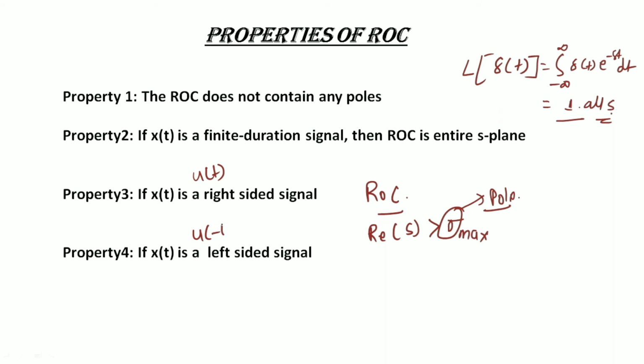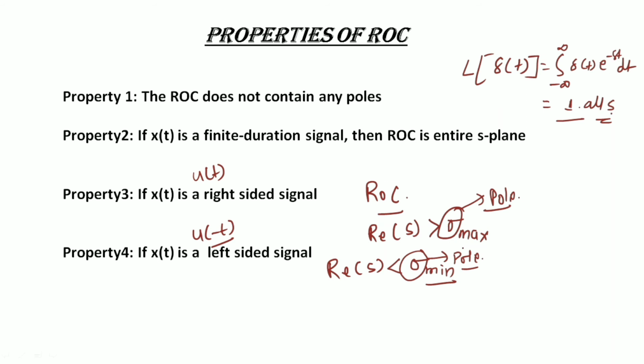While for a left sided signal the same condition applies. We have u of minus t as an example, where it is going from 0 to minus infinity, or we can say it is coming from minus infinity to 0. So in that case, for the ROC of the different signals, the region of s will be less than phi minimum. Same condition, phi is the pole of each signal's Laplace transform.